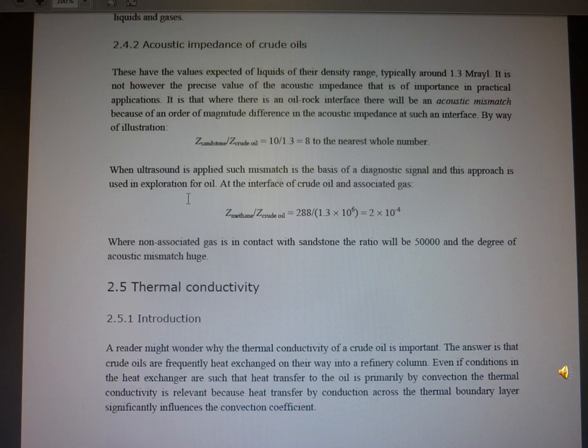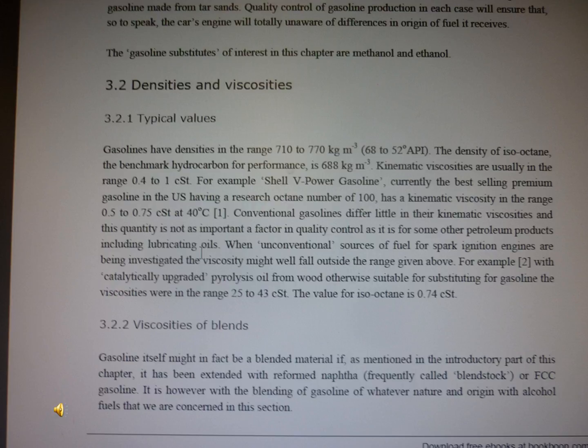Then we're talking about the density and the viscosity, the typical values of density and viscosity. Gasoline has a density in the range of 710 to 770 kilograms per cubic meter, and the density of isooctane is 688 kilograms per cubic meter. Kinematic viscosities are usually 0.4 to 1.